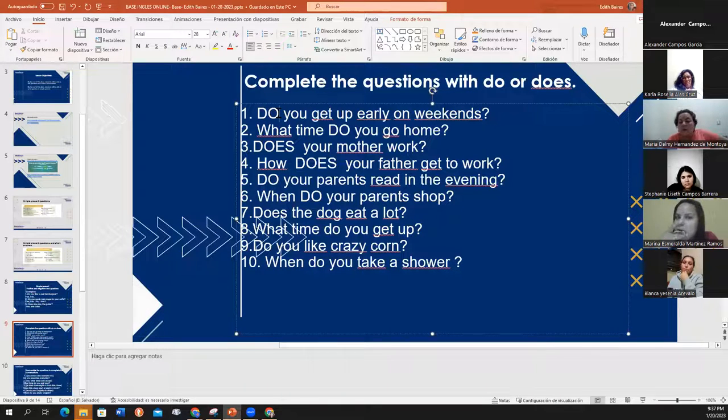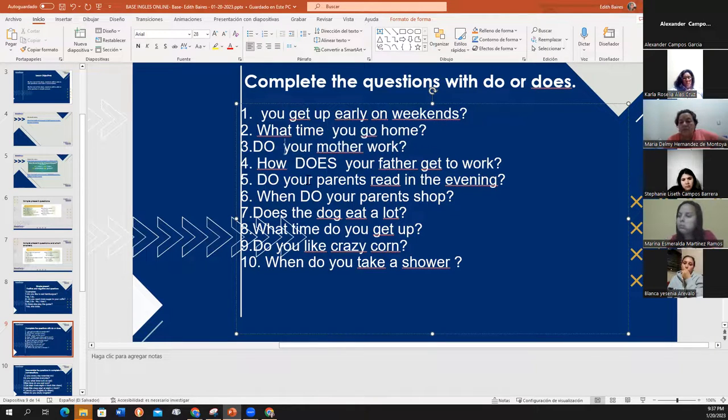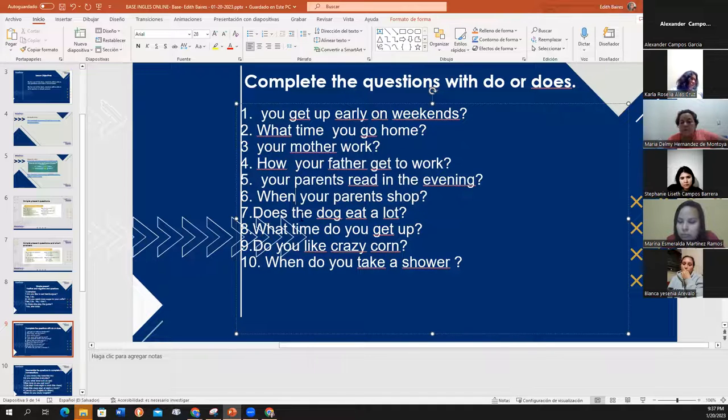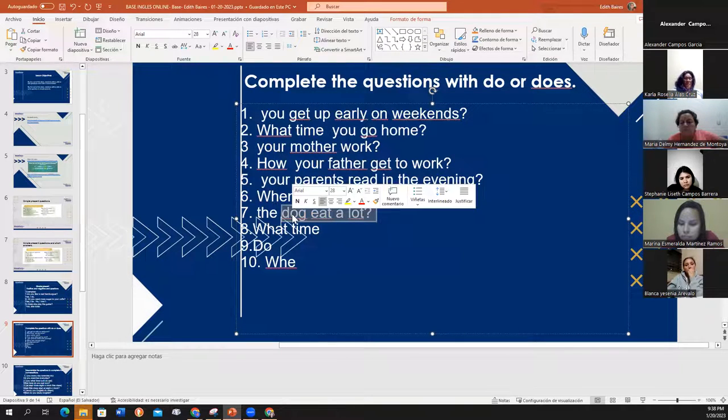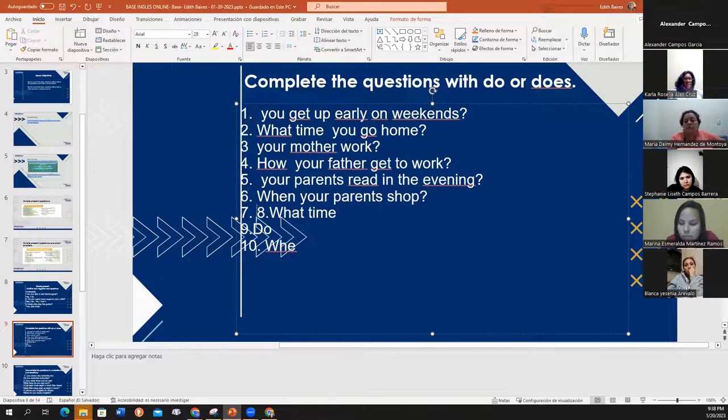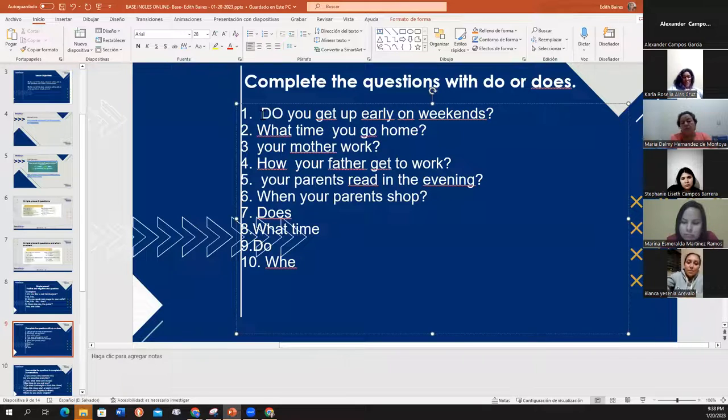Okay, I have here another example. Let me erase this. Okay, you're gonna help me to complete the sentences. The equation, I'm sorry. What is missing here? Do you early? Do, right? Here, what is missing? Do.